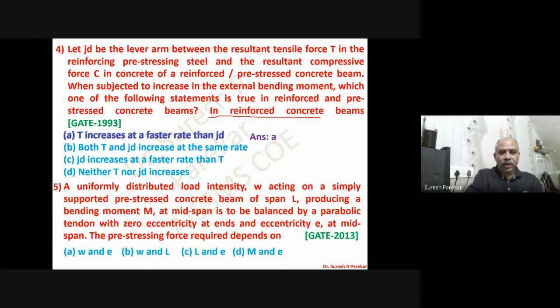Now go to question 5. A uniformly distributed load of intensity W is acting on a beam, and we have to go for the option, that is mid span, and the pre-stressing force required depends on W and E, or M and E. The option we have is option A and option D.